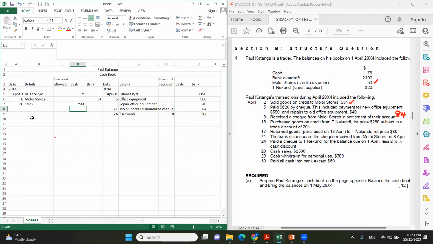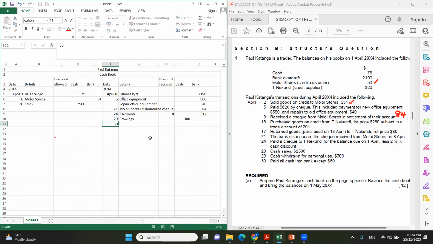Next is that 29, cash withdrawn for personal use. The moment you see the words personal use, drawing account, think from the cash book point of view: the cash book is giving out the money, not receiving the money. So always remember, giving out the money from the cash book point of view must be in the credit side. Drawing. The words personal use indicate a drawing, 300. Next is that pay all the cash into the bank except 60.